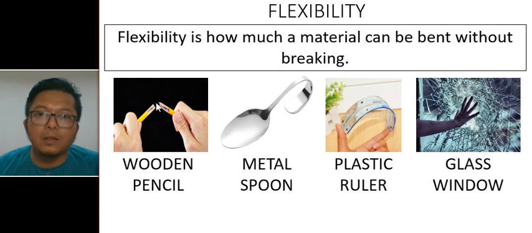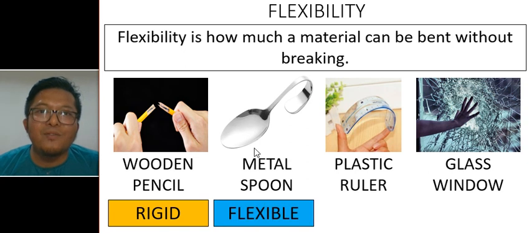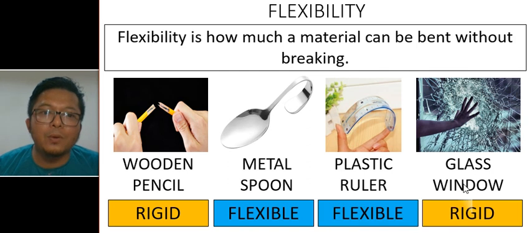Wooden pencil not flexible, rigid. This is rigid. Metal spoon, flexible. Plastic ruler, flexible. And glass window, rigid, cannot be bent. Tidak boleh dibengkokkan.